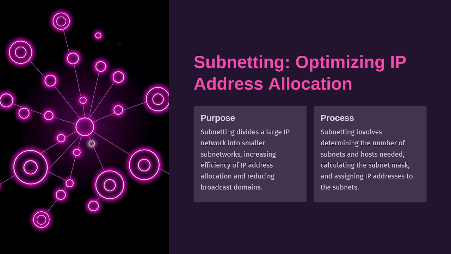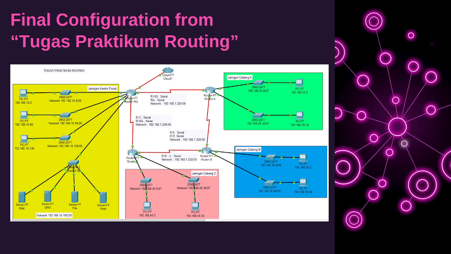Subnetting, optimizing IP address allocation. What is the purpose? Subnetting divides a large IP network into smaller subnetworks, increasing efficiency of IP address allocation and reducing broadcast domains. What is the process? Subnetting involves determining the number of subnets and hosts needed, calculating the subnet mask, and assigning IP addresses to the subnets. And this is the final configuration from the routing practical assignment in meeting 11.